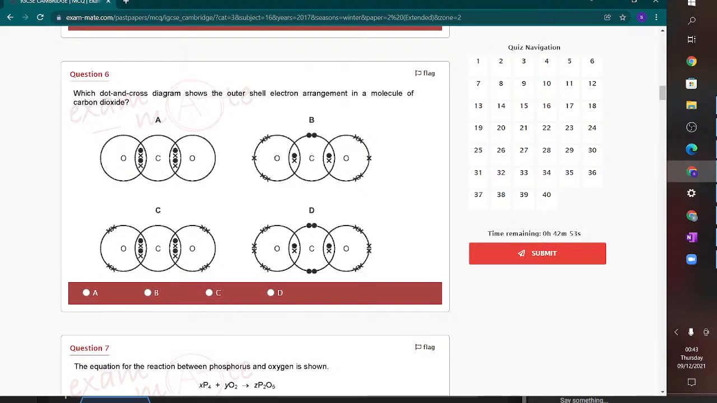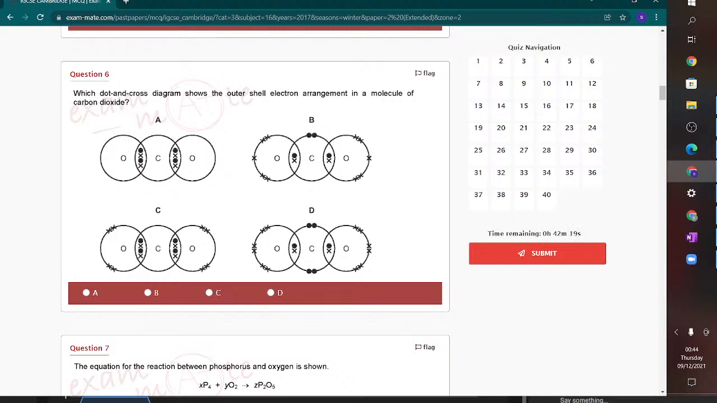Which dot and cross diagram shows the outer shell electron arrangement of a molecule of carbon dioxide? Okay, carbon needs 4 bonds to complete its octet, and oxygen needs two. A is incorrect because oxygen does not have 8 electrons. B is incorrect because carbon does not have 8 electrons. D looks legitimate.